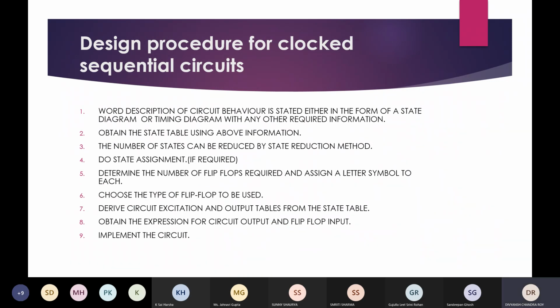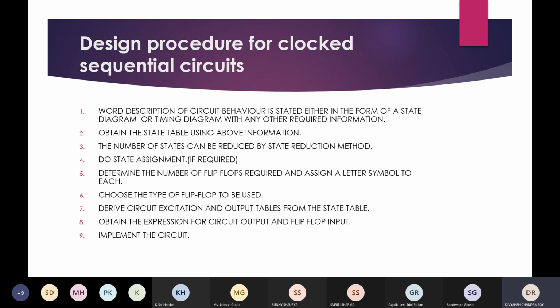Now this is the procedure to design any clocked sequential circuit. First we create a description on the basis of the behavior of the circuit, then we obtain the state table using the above information. Then the number of states can be reduced by the state reduction method. Then we do the state assignment. Then we determine the number of flip-flops required, and also we assign a letter symbol to each. Then we choose the type of flip-flop to be used.